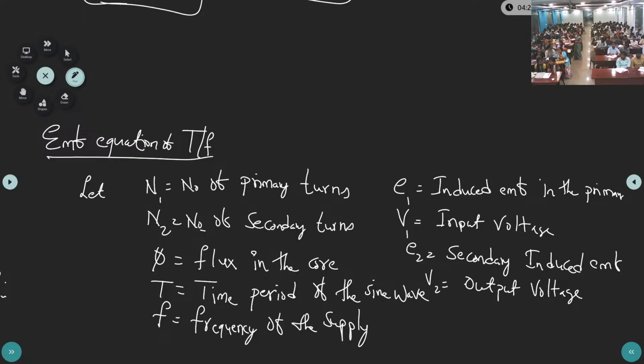What is the formula for EMF equation? In general, E is equal to N dφ by dt. If it is E1, then N1 dφ by dt. If E2, N2 dφ by dt. Then how can we get dφ and dt? That is the question. If you know the value of dφ and the value of dt, then we will get the EMF equation.